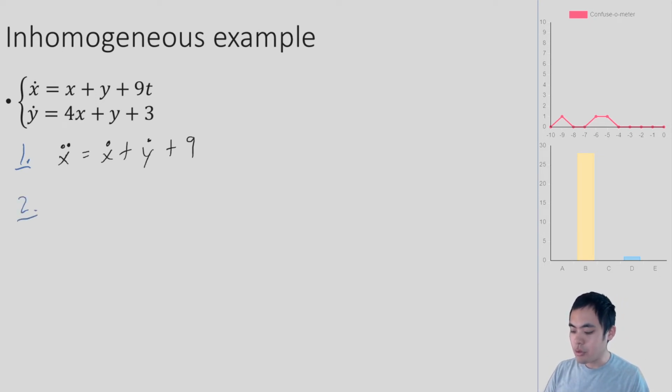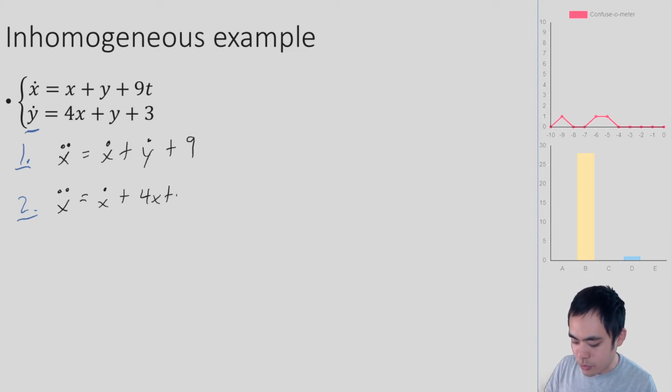The next step is, well, we're going to replace y dot with 4x plus y plus 3. So that's going to be this step where we're going to substitute that in. x double dot is equal to x dot plus 4x plus y plus 3. Well, the plus 3 we can add in with the 9, so this is just plus 12. So the first step was take d/dt of x dot. And the second step here is substitute in y dot.